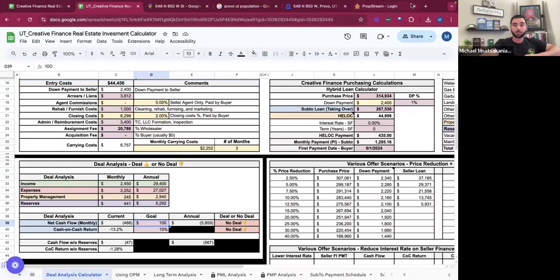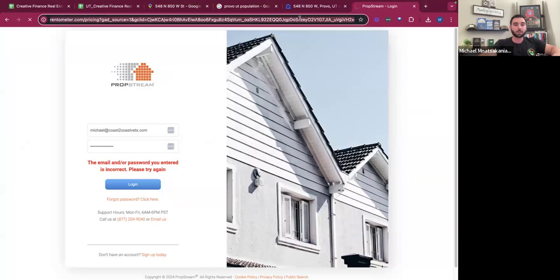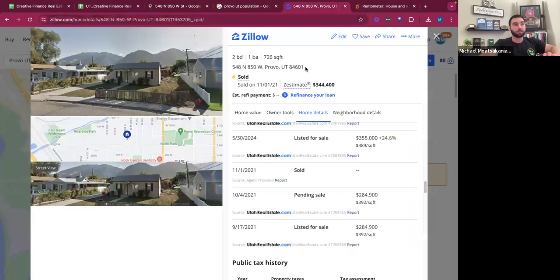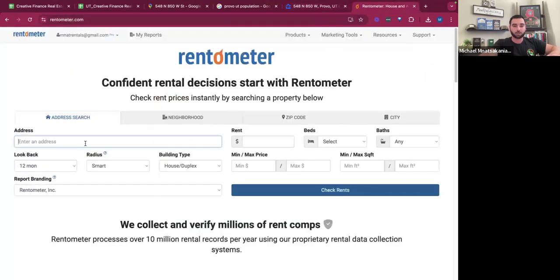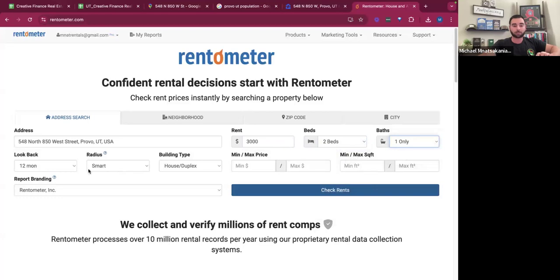So let's see. The easiest way is to utilize tools like Rentometer. I'm not going to go into the weeds of, all right, let's go into my account. Actually, we got a little time. We'll look at a few Zillow rental comps as well. Just for the sake of it, would we say $3,000 for a 2-bed, 1-bath house?